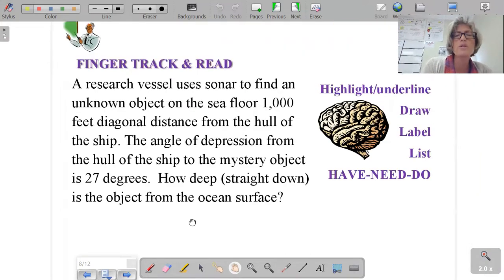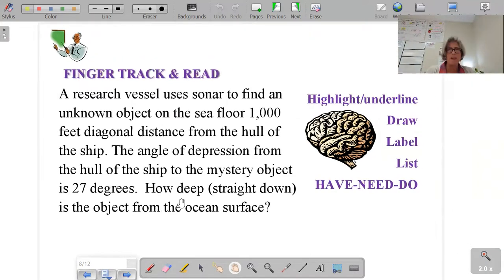Super important, as we do these practical problems, I'm going to be very, very strict. You must follow the finger track and read out loud. It is absolutely vital. Ready? I'd like you to put your finger right there, finger on your paper. I'd like you to read aloud as we track.